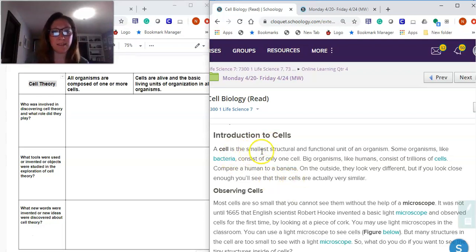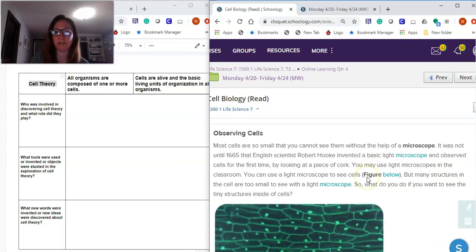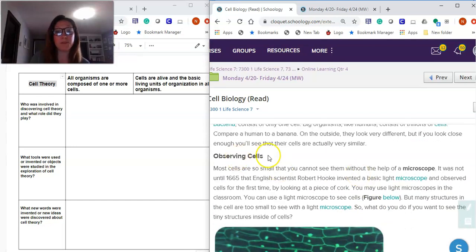Introduction to cells. A cell is the smallest structural and functional unit of an organism. Some organisms, like bacteria, consist of only one cell. Big organisms, like humans, consist of trillions of cells. Compare a human to a banana. On the outside, they look very different, but if you look close enough, you'll see that their cells are actually very similar. Observing cells. Most cells are so small that you cannot see them without the help of a microscope.